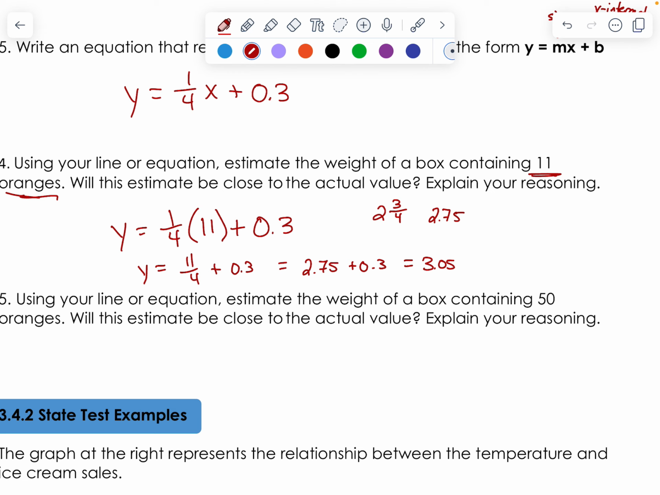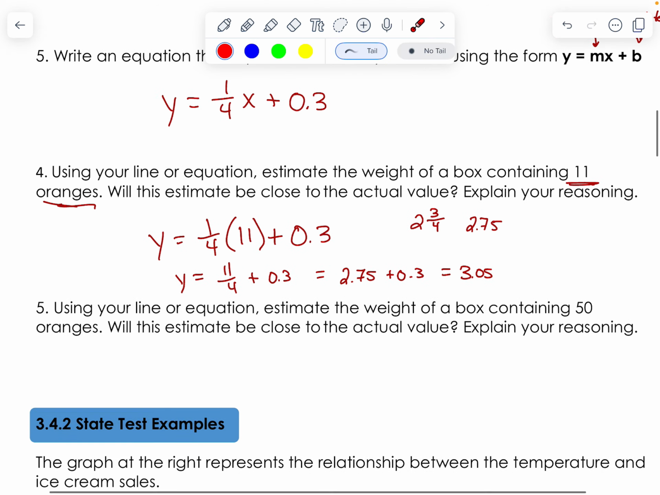So it's saying, will this estimate be close to the actual value? Explain your reasoning. Possibly, right? We're using the line of best fit, so you would think that it would be close. Will it be the actual value? Probably not. It's just going to be close, but that's okay.